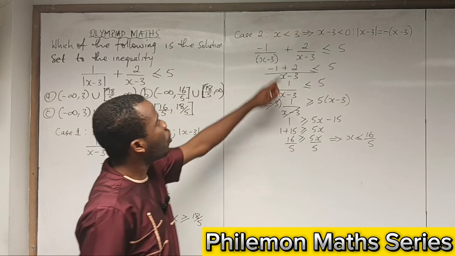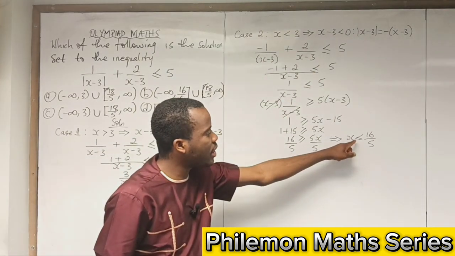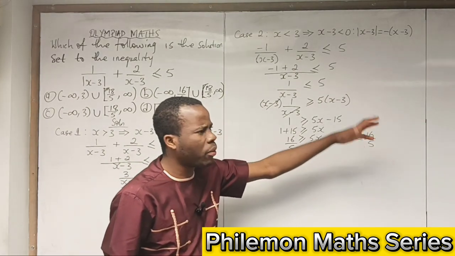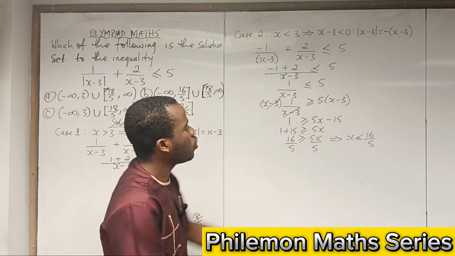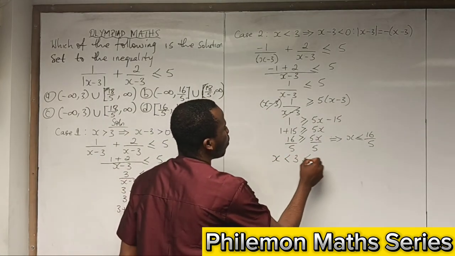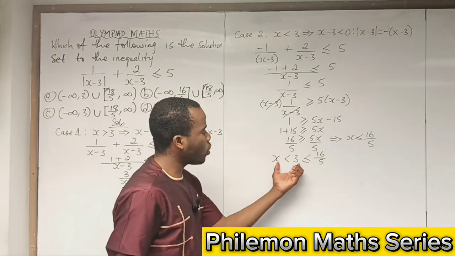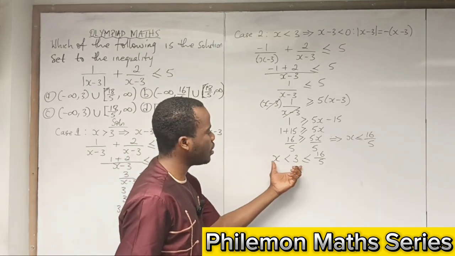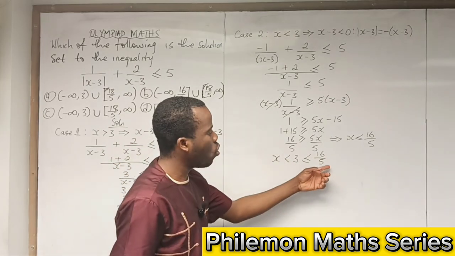Now, we already considered the case that x is less than 3, and we are now seeing that x is less than or equal to 16 over 5. 16 over 5 is approximately 3.2, which is bigger than 3. So x less than 3 is less than or equal to 16 over 5. So we definitely consider x is less than 3, since x less than 3 is a subset of x less than or equal to 16 over 5.